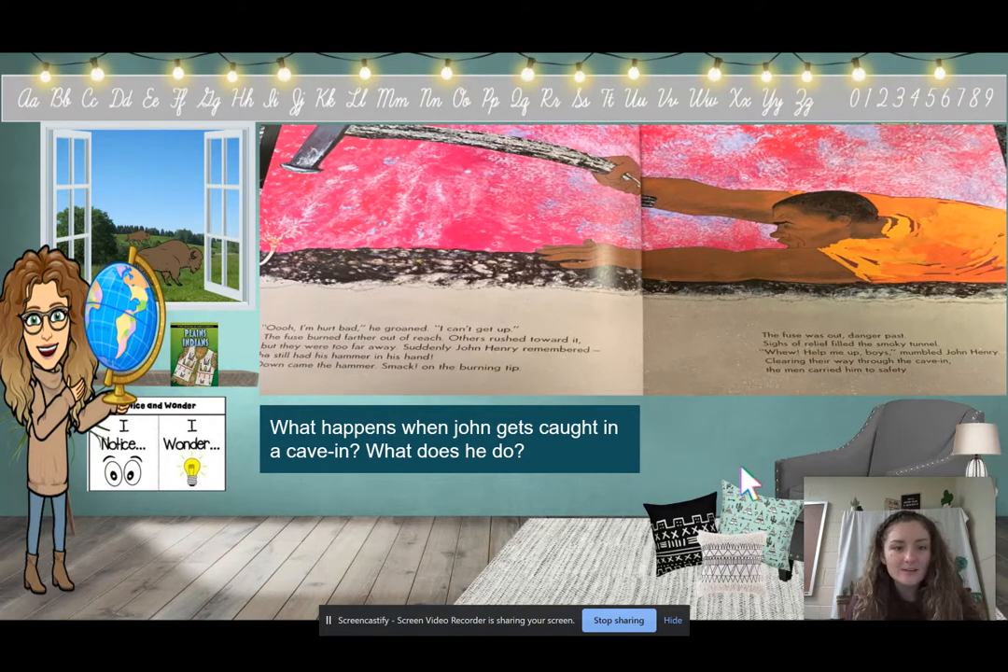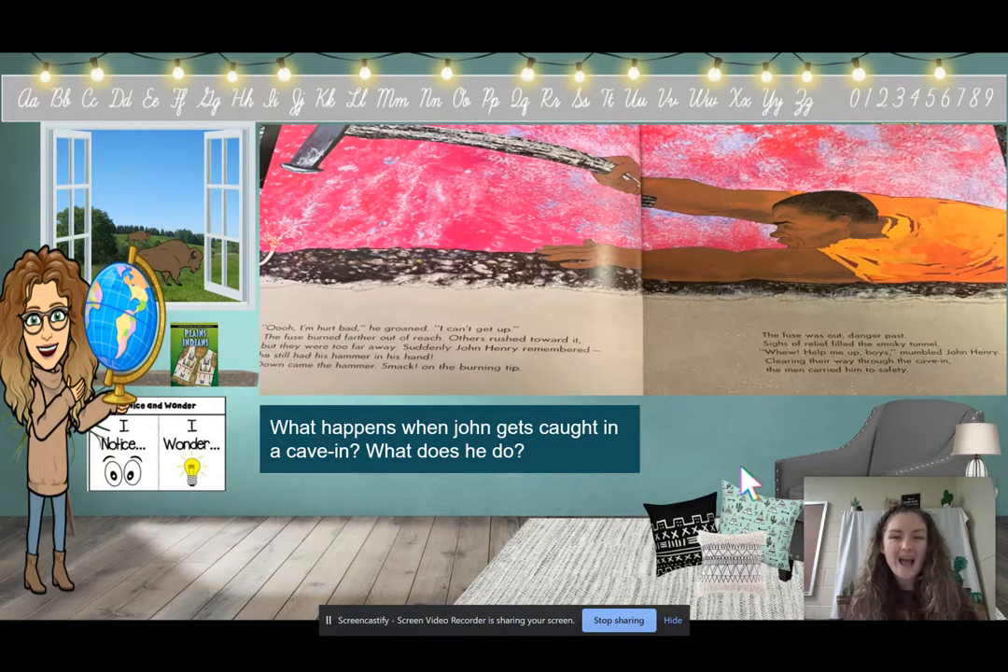Suddenly, John Henry remembered. He still had his hammer in his hand. Down came the hammer, smack on the burning tip. The fuse was out. Danger past. Sighs of relief filled the smoky tunnel. "Whew! Help me up, boys," mumbled John Henry. Clearing their way through the cave-in, the men carried him to safety.